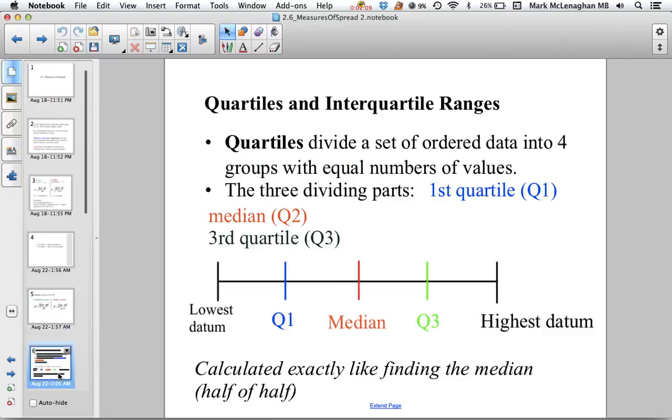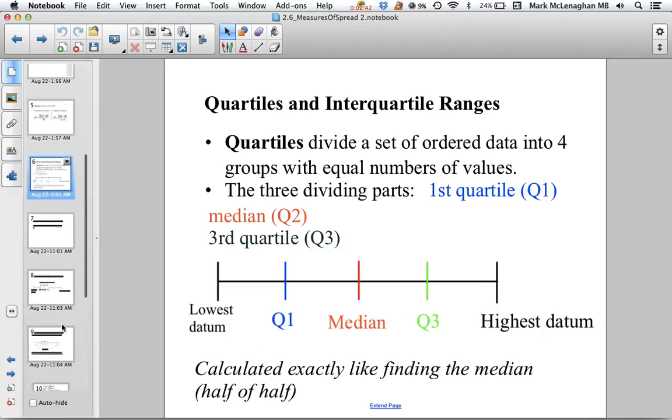Another way of measuring spread is using the quartiles and the interquartile range. So the median is the middle value, and the quartiles help divide the data set into four parts. Standard deviation works with the mean, quartiles work with the median. The first quartile is the median of the first half of the data, and the third quartile is the median of the second half of the data. So find those exactly the same way we would find the median, with just half the data.